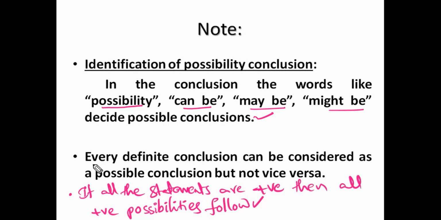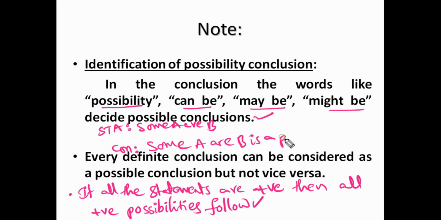Next point. Every definite conclusion can be considered as a possible conclusion. So understand this point. Suppose there is a statement: Some A's are B's. And there is a conclusion: Some A's are B's is a possibility. Or some B's are A's is a possibility.